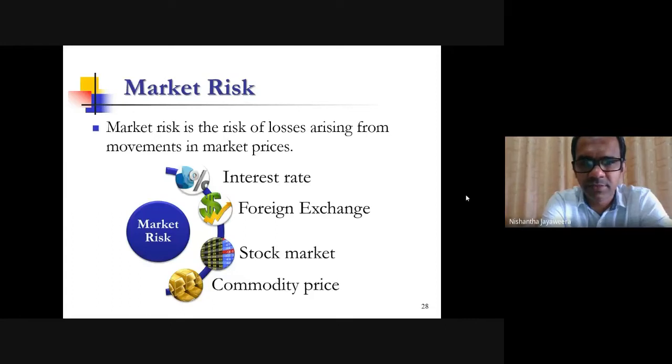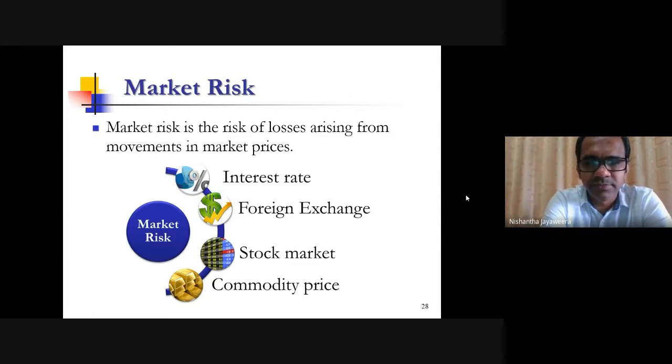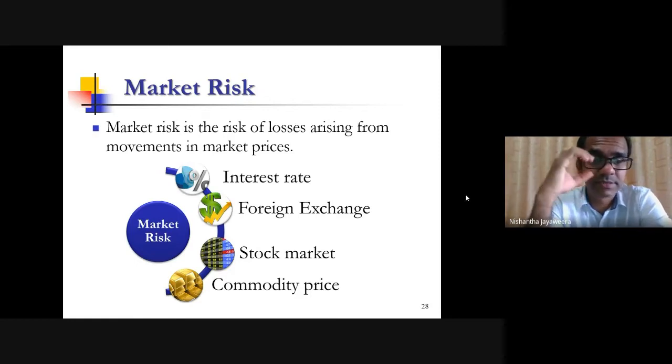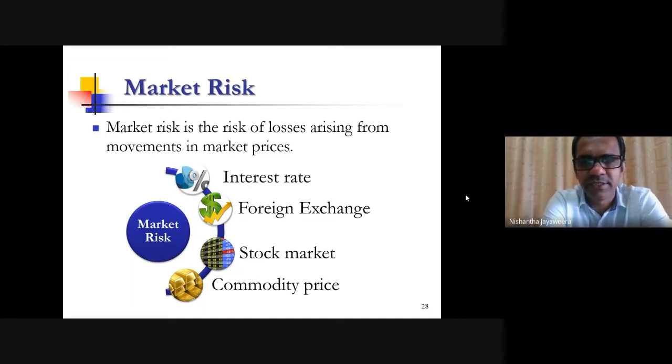Basically, last week we discussed the various risks that financial institutions face or get exposure to. Today we are mainly going to discuss market risk, and as I mentioned, there are a few categories of market risk, or you can say a few sources: interest rate, foreign exchange, stock market, and commodity prices.